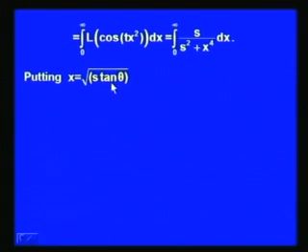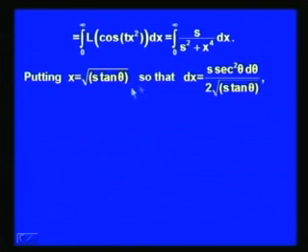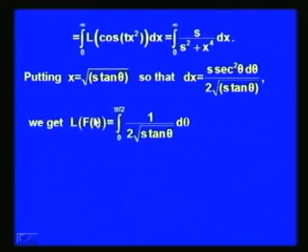Now, let us put x equal to square root of s tan theta here. Then we shall have dx equal to 1 over 2 root s tan theta into s into sec square theta d theta, and therefore, we will get the Laplace transform of f t as integral 0 to pi by 2. Now, here we see that when x is 0, theta is 0, and when x tends to infinity, theta tends to pi by 2.